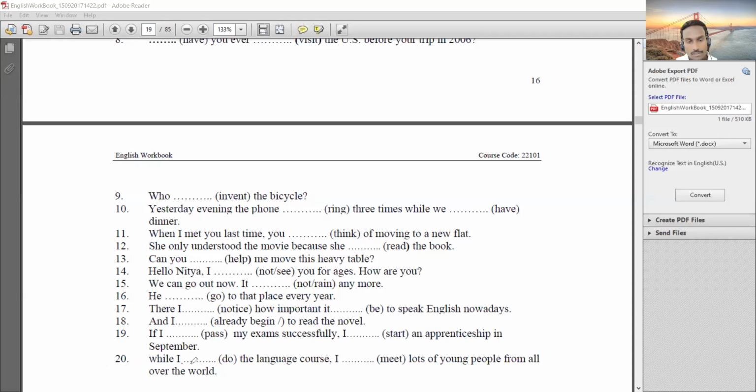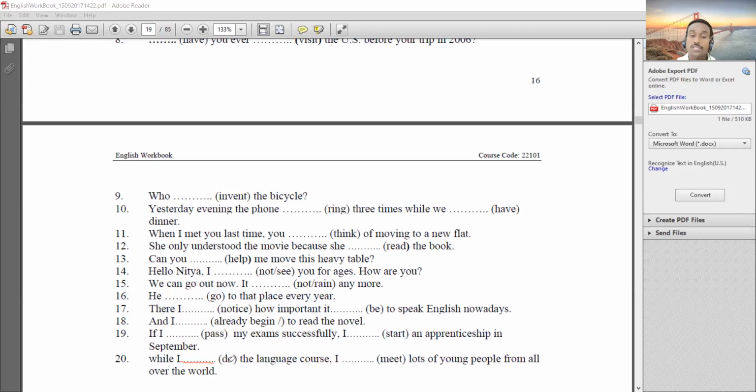So there are also two blanks. The first blank has a bracket and there is "while". So "while" indicates that something is in progress and something is in maybe simple past. The two tense combination we have to look at is past continuous and simple past. While doing the language course, that goes into past continuous. Met a lot of young people, that goes into simple past. Okay, so that has to be into past continuous.